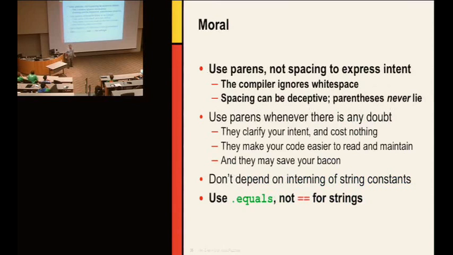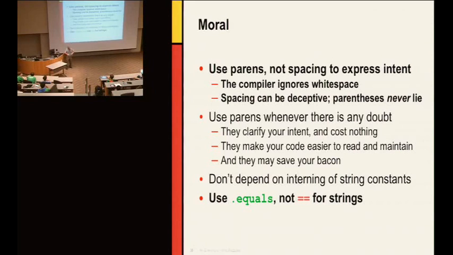And what can we learn from this? 2 things. First of all, use parens, not spacing, to express intent when it comes to order of operations, because the compiler pays attention to parens and ignores spacing. If you feel you have to use spacing to communicate to the reader of your program what it does, then for God's sake use parens instead, because the compiler doesn't give a damn about the spacing. And if you think you need to be clear to the programmer, that's a good sign that maybe you don't know exactly how it's going to be evaluated in the first place. Err on the side of too many parentheses. They don't cost anything. Use parentheses whenever there is any doubt.